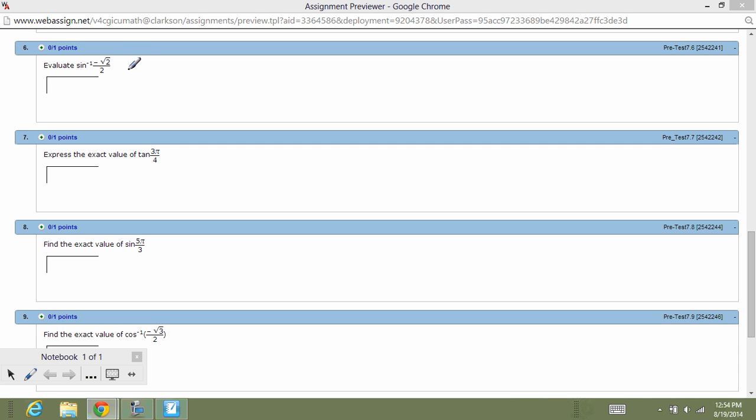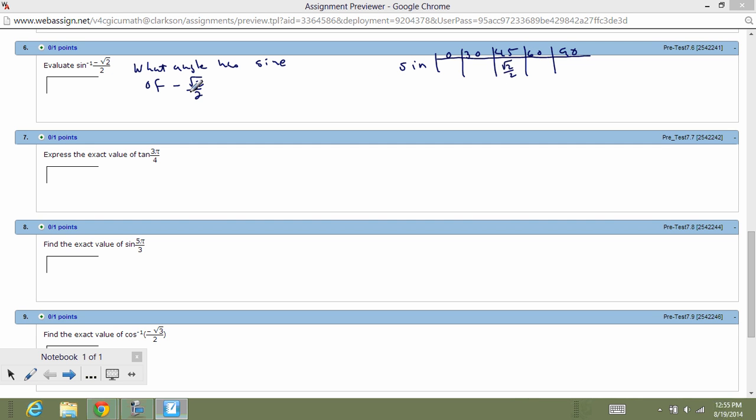So again, that's saying, what angle has a sine of negative square root of 2 over 2. Now, of course, if we look back at our sine values for 0, 30, 45, 60, and 90, it's pretty readily apparent that that angle is going to be the 45-degree reference angle, because the sine of 45 degrees is square root of 2 over 2.